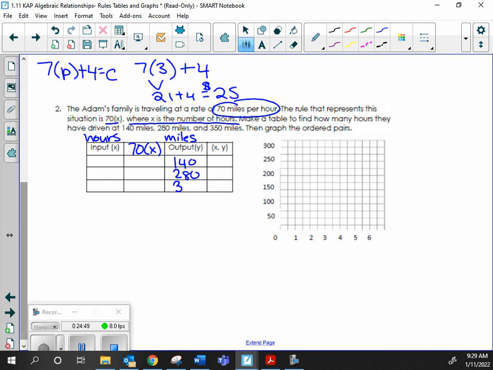So again, it's that working back. What times 70 gives me 140? Or you can think of it like Heyman said, what operation could we do to help us figure this out? You end up dividing. So what times 70 gives me 140? 2. What times 70 gives me 280? 4, and then 350? 5. And again, it's always good to check and practice writing it as well because it's new. It's exciting.